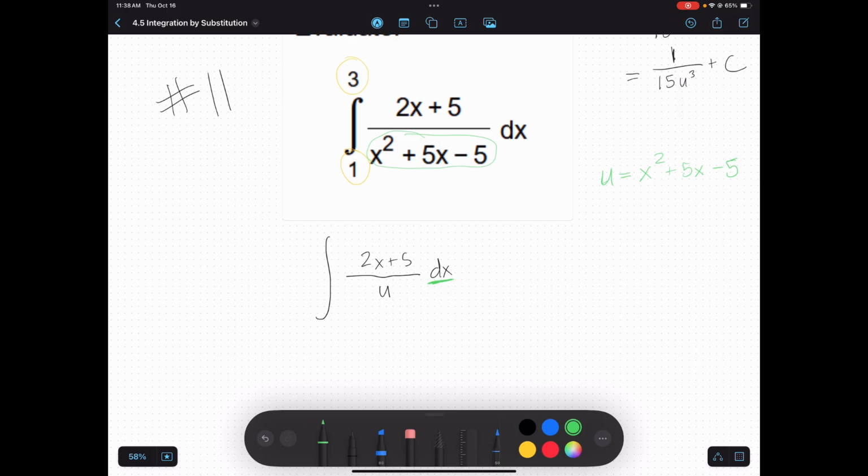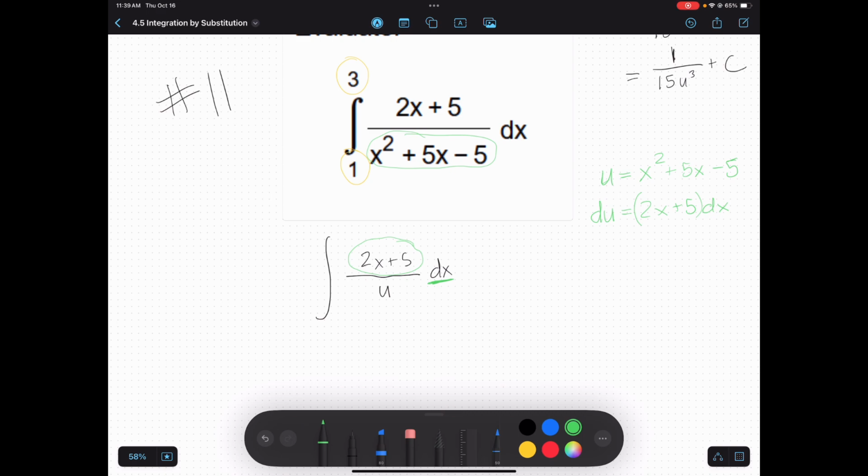I can do that by coming over here and taking the derivative. So the derivative of my inside function, I get 2x plus 5. The derivative of x squared is 2x, the derivative of 5x is 5, and then the derivative of negative 5 is just 0. Now, what do we notice? Look, notice how that perfectly matches this function that's in the numerator. And that's a great sign that, yep, we did this correctly. This integration by substitution is going to work.